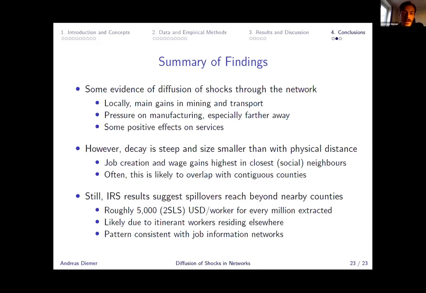And I should say again that largely the places that tend to gain are geographically close by, so geographical spillovers are still dominant. But indeed, I do observe that controlling for geography and also past migration, there is this kind of effect that travels up to 1,000-1,200 kilometers away, which I could quantify according to two-stage least square estimates to about $5,000 per worker for every $1 million extracted. This for one standard deviation roughly equates to $400 a year per worker. And again, I really believe this captures itinerant workers that commute over long distances.